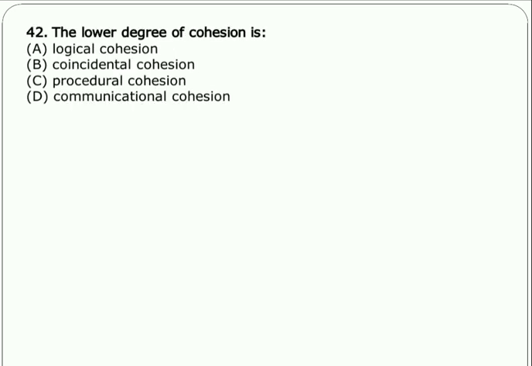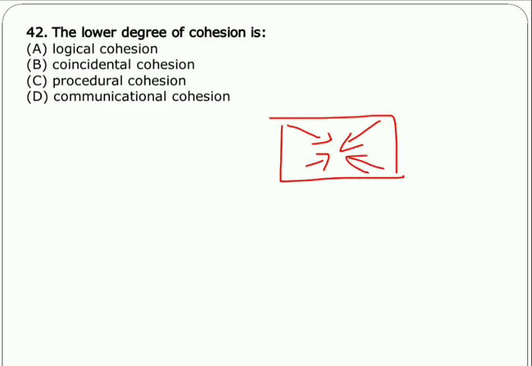Next one. The lower degree of cohesion is. So what is the lower degree of cohesion? First of all, we must know about cohesion. Cohesion refers to the degree to which the elements of a module belong together. That means within a particular module, how the elements belong to each other. That is called cohesion within the module.